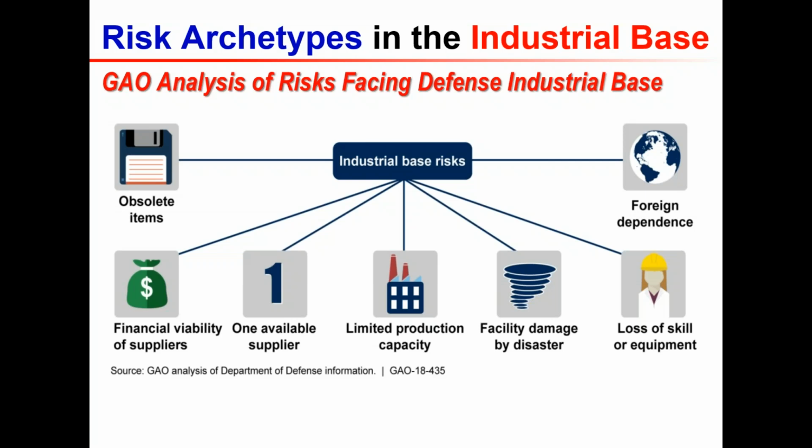they talk about these different industrial base risks. They talk about things like obsolete items, financial viability of suppliers, the fact you have only one available supplier, limited production capacity, facility damaged by disaster, the loss of skill or equipment, or foreign dependence. All of these, though, are actually picked up in the EO 13806 report, except for the damage by disaster. But that said, the damage by disaster is only a concern when you've only got a few facilities, so it's really a single source or sole source issue there. Just be aware of this GAO analysis of the industrial base risks.